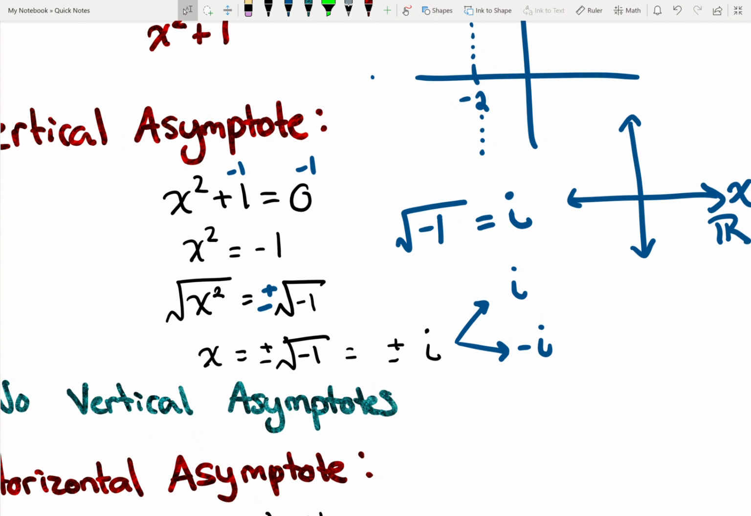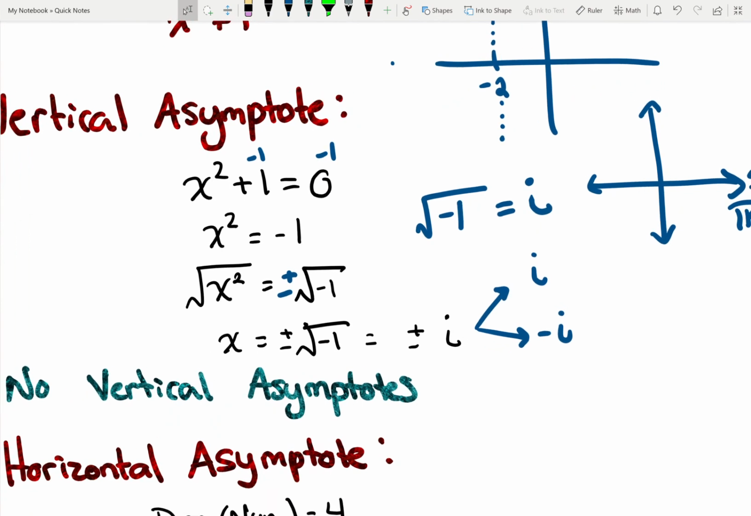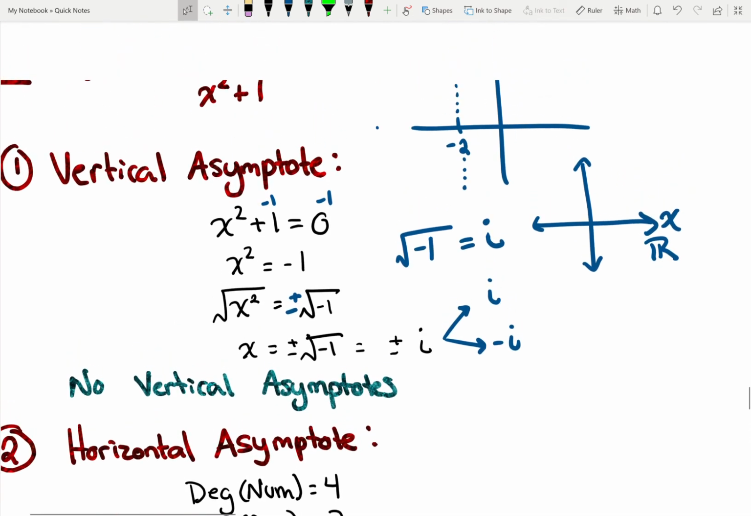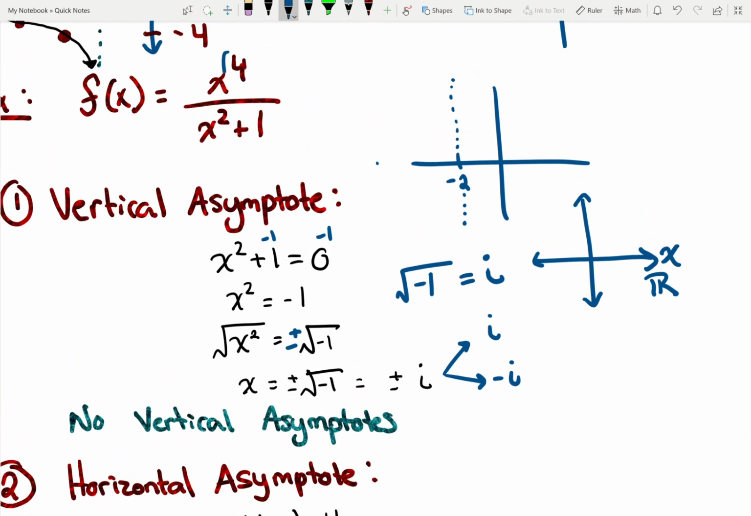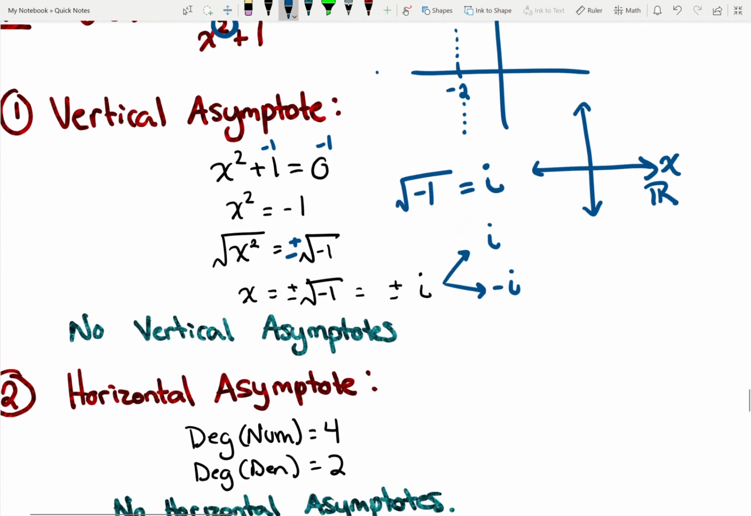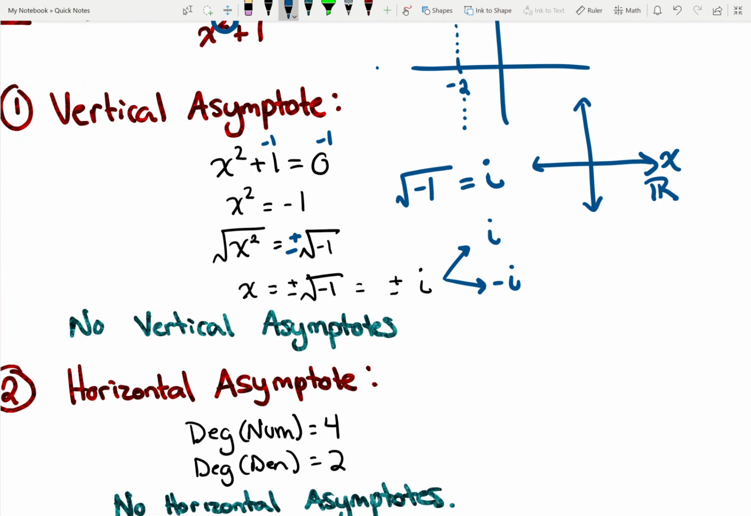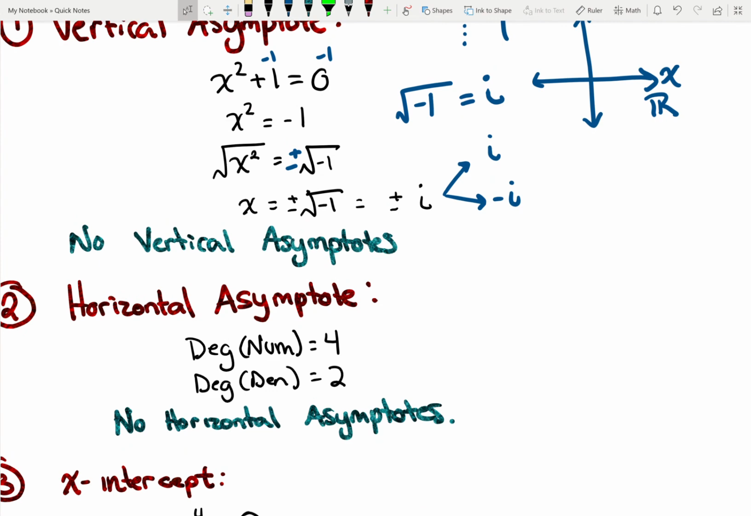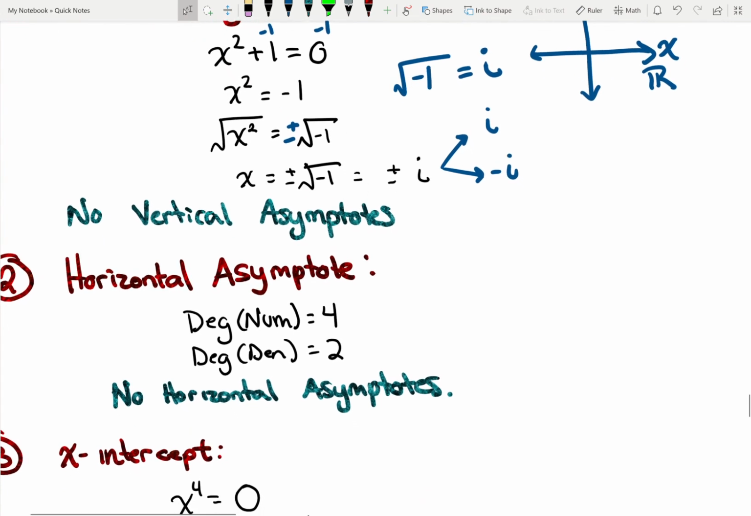Let's look at the horizontal one. Remember, for the horizontal asymptote, we just compare the degrees. The degree of our numerator here is 4, because we can see this guy right here. The degree of the denominator here is 2. He's the highest power on the bottom. So the degree of the numerator is greater than the degree of the denominator. So there are no horizontal asymptotes. I'm going to keep moving forward.